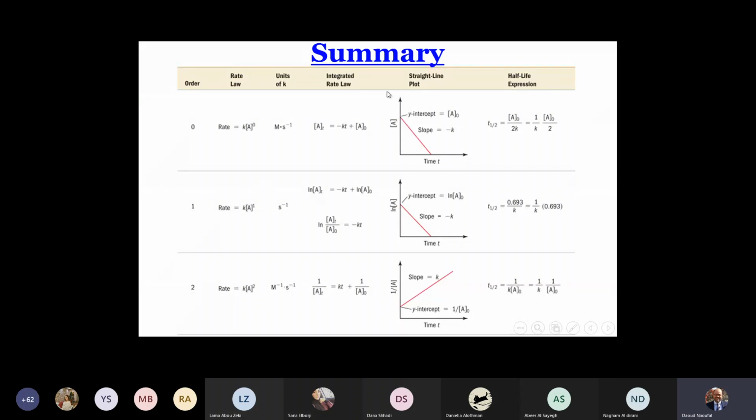This is a summary of all methods used in order to find the partial order and the global order. For order 0, what is the rate law? What is the unit of K? What is the integrated rate law? The variation of A as a function of time, and t-half. So this table is very important.